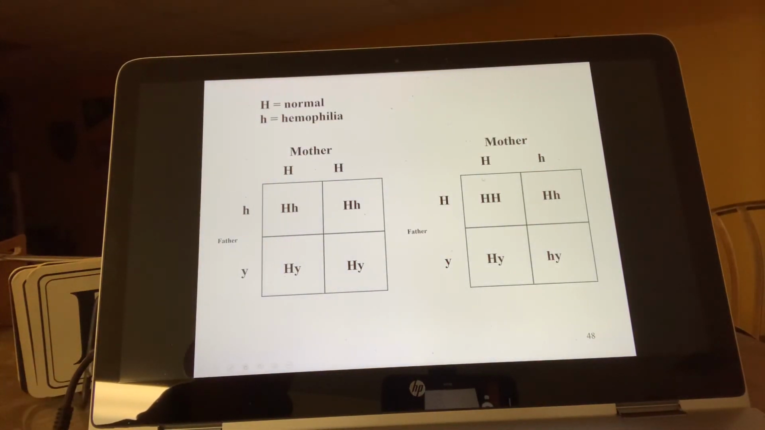if this is Queen Victoria and this is Prince Albert, this was his genotype. He got lucky. He did not get this genotype, he got this genotype. If he'd gotten this genotype, he would have gotten the disease.